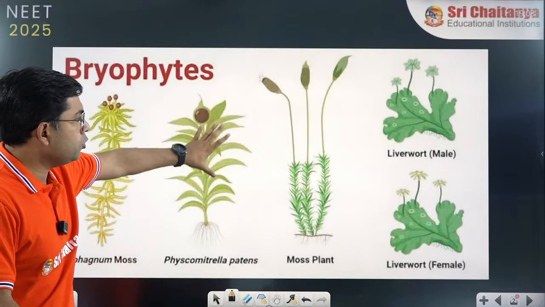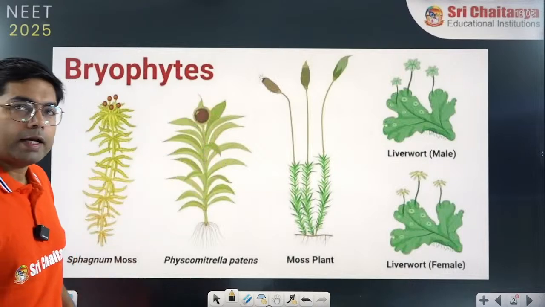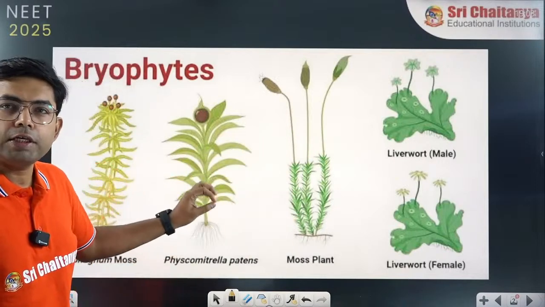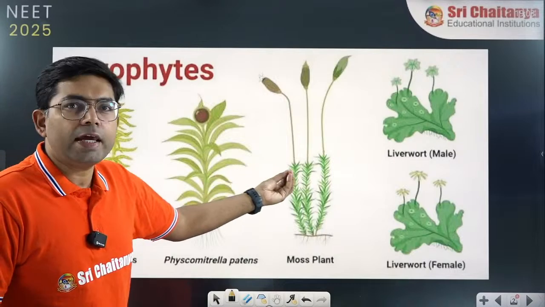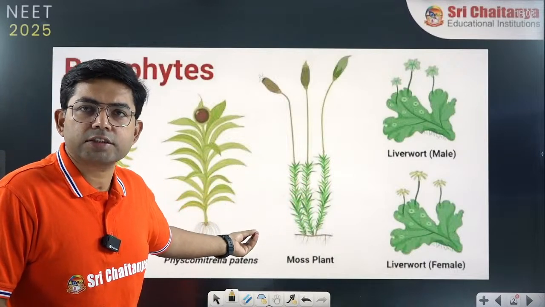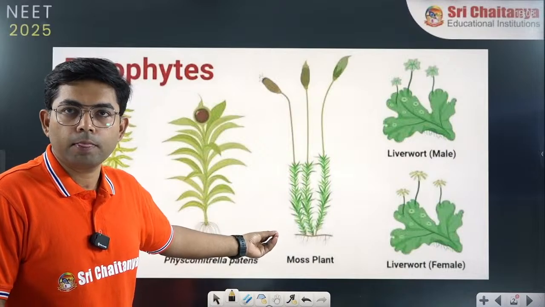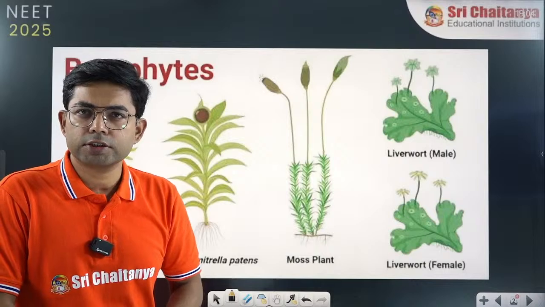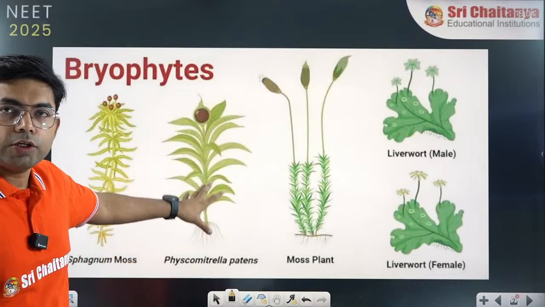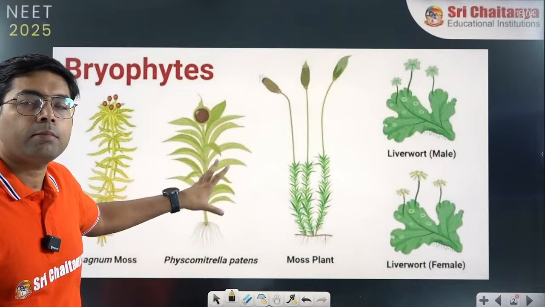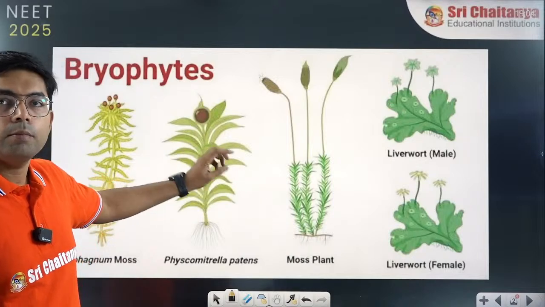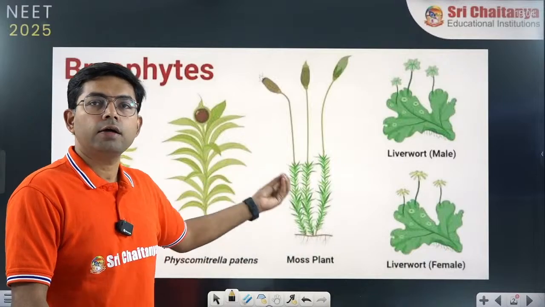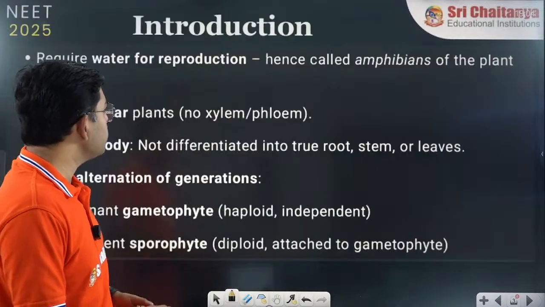Here, these are some of the images of bryophytes. You can now see that some leaf-like structures and root-like structures are present in bryophyte, right? In case of algae, you did not see any such structure. Here also true root, leaf and stem are not present, but still you can see leaf-like and root-like structures here. So let's start with the bryophyte.